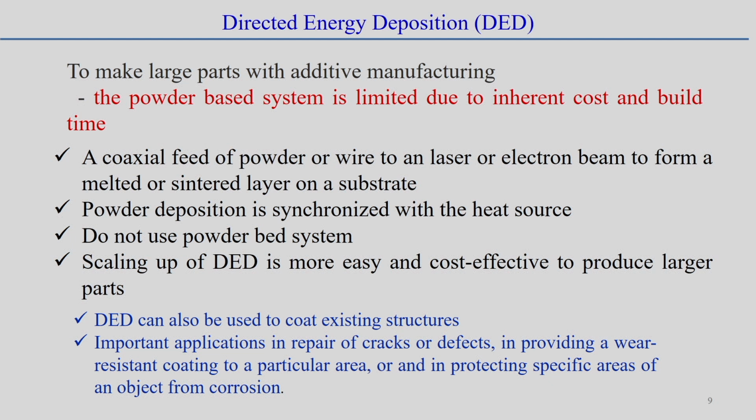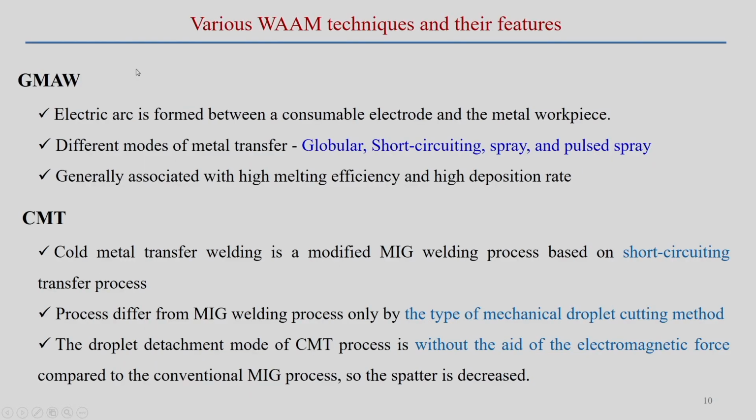But DED can also be used to coat existing structures. So, if we want to perform coating on an existing structure, that can be done, and even if you want to do some kind of repair work, the DED technology can be utilized. Now, DED technology is more aligned with the development of the wire arc additive manufacturing process, which normally handles metallic material. That is why development is normally happening in this particular direction.